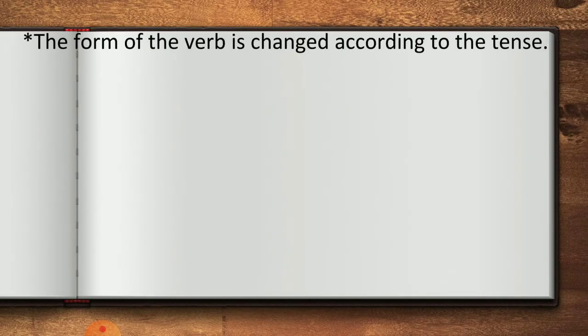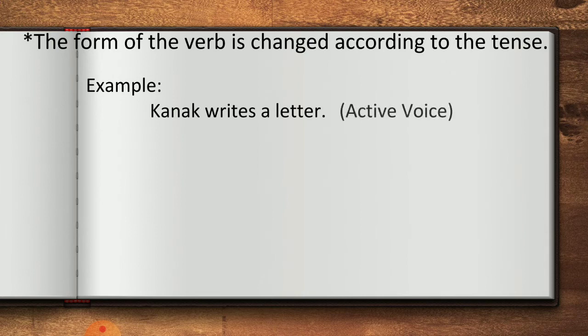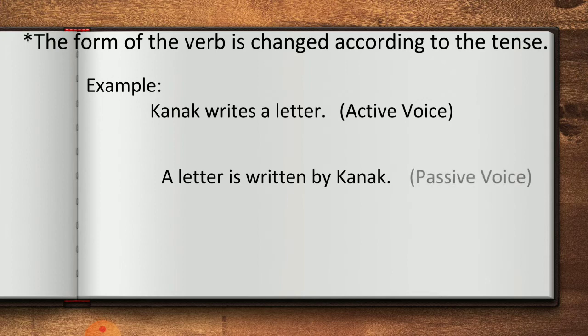The form of the verb is changed according to the tense. Verb changes into perfect tense form. Okay, let's see one example. Kanak writes a letter. This is active voice. A letter is written by Kanak. Here, Kanak is the doer of the action in sentence A and a letter is the subject in sentence B, but it is not the doer of the action, and the verb form has changed from writes to is written.